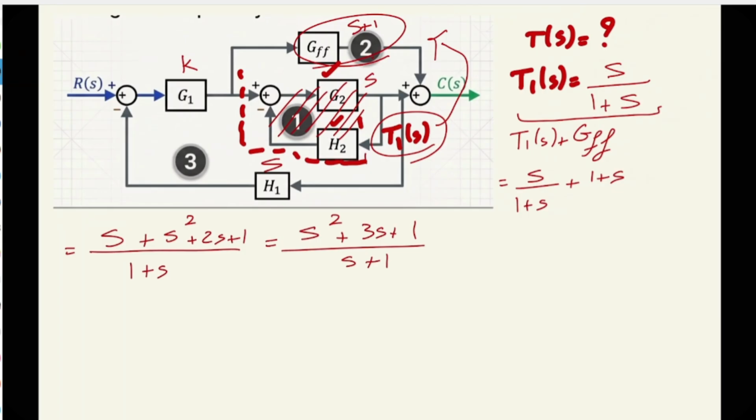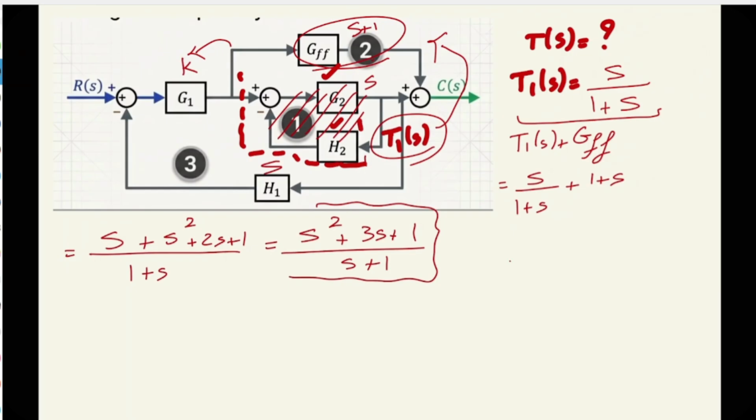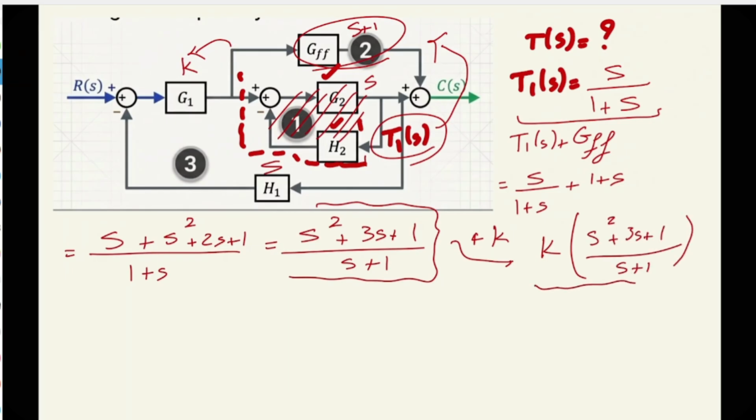And my s plus 1. So at this point, everything is okay. Right now, I do have some kind of signal that we are going to take care of. Then we have another signal in series with that. As you all know, the only thing you have to do is multiply it with that specific signal. So multiplying by K, or G1, gives you what? K times (S^2 + 3S + 1) divided by (S + 1). As simple as that. Am I done?